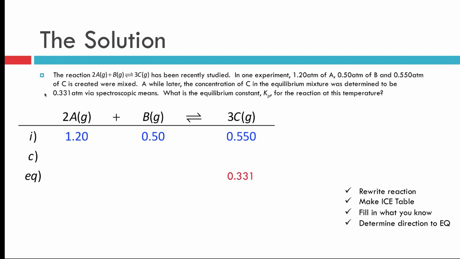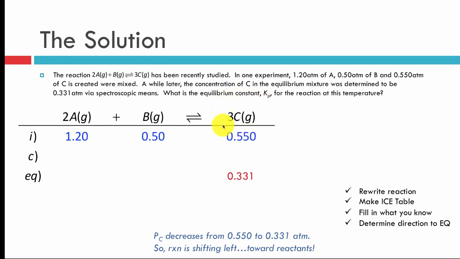Fortunately, we can determine the direction the reaction is going to shift to get to equilibrium by just looking at one piece of information, and that is, how does C change during the reaction? The pressure of C decreases from 0.55 to 0.331. Therefore, it's losing moles. That's the only reason its partial pressure would go down. So if its partial pressure decreases, that means it is being used up. So our chemical C is being used to make B and 2A's. That means we're shifting left towards the reactants, and we can now complete the ice table.